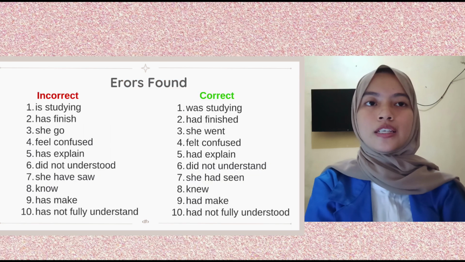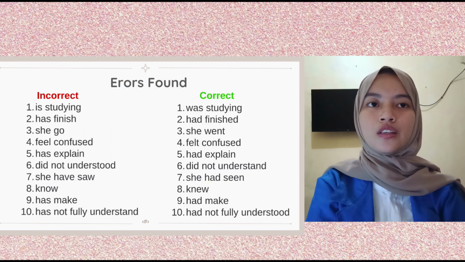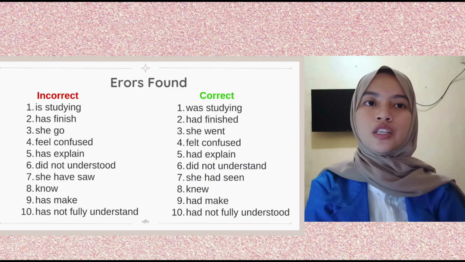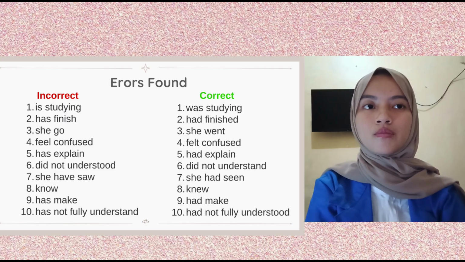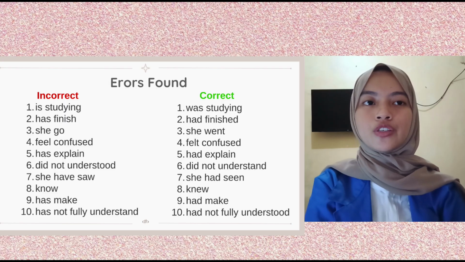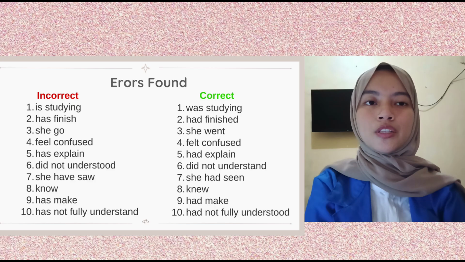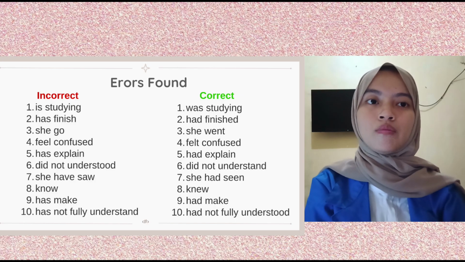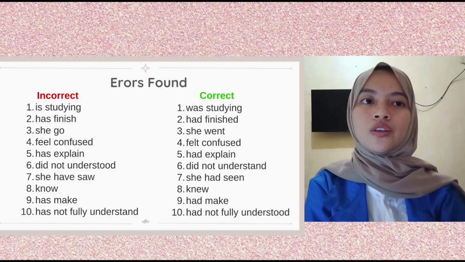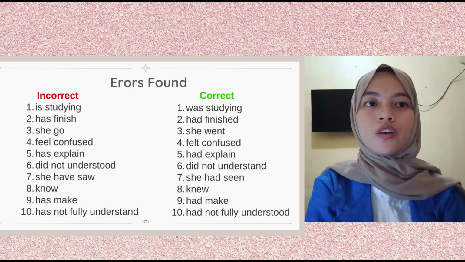Perfect aspect. "Is studying" becomes "was studying." The sentence refers to an activity in the past. "Has finished" becomes "had finished." Past perfect uses "had" plus past participle. "She go" becomes "she went." Past tense requires the verb "went." "Feel confused" becomes "felt confused."